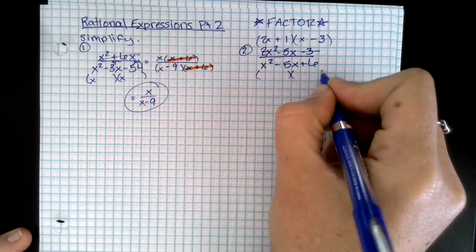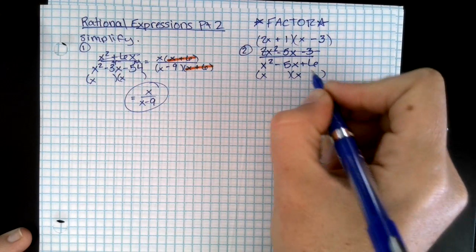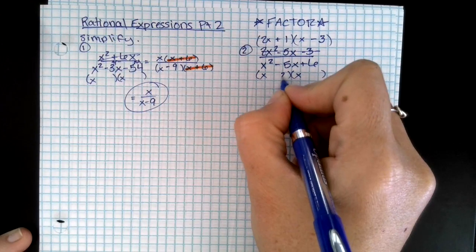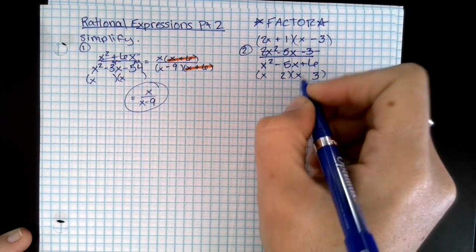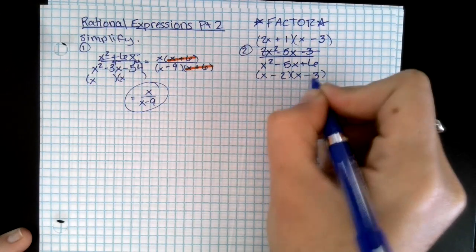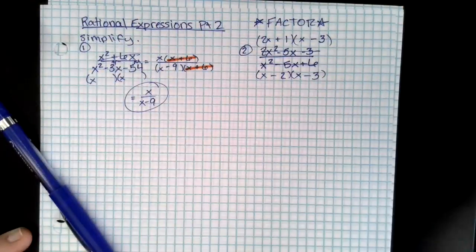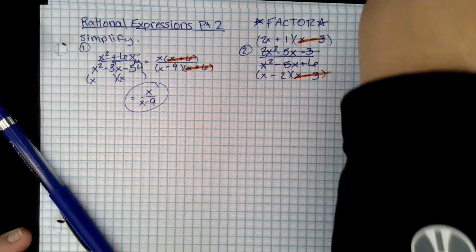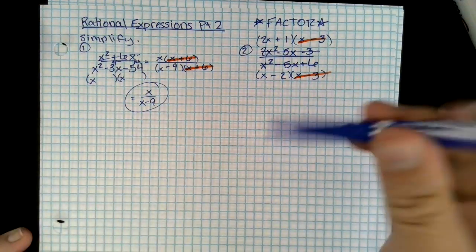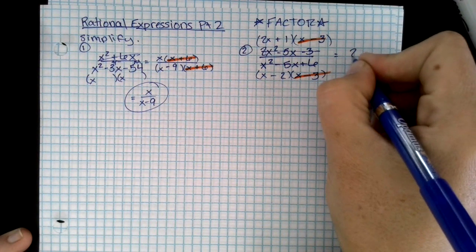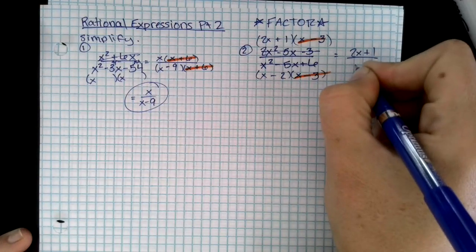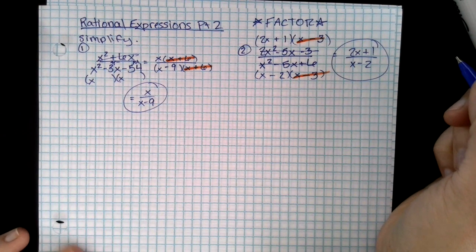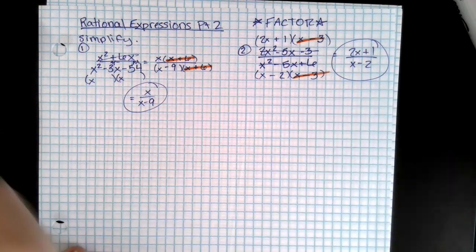On the bottom, this is a regular factoring. Factors of 6 that add up to 5. That is 2 and 3, and they both have to be negative. So here what I see is I have x minus 3, x minus 3. So those cancel out. So what I'm left with is 2x plus 1 and x minus 2. So there's our simplified version.